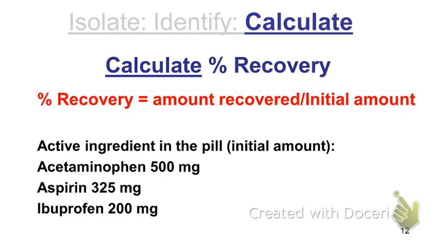Very last thing is calculating your percent recovery. You should be familiar with how to do this. The hardest part of this is going to be knowing the initial amount. We're now telling you that, so you don't have to guess at it. If you identify it as acetaminophen, 500 milligrams is what you started with. Aspirin, 325, ibuprofen, 200.